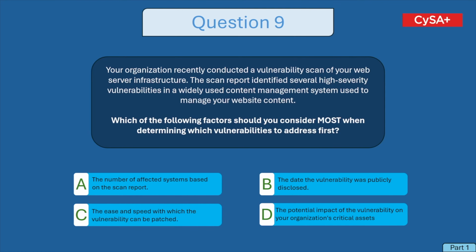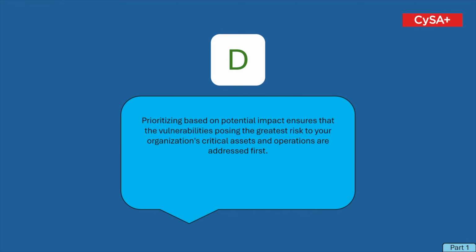All right, so when dealing with a vulnerability report, the most important thing to factor in would be the potential impact of the vulnerability. So pretty straightforward scenario here. And with that said, I'm going with D. Prioritizing based on potential impact ensures that the vulnerabilities posing the greatest risk to your organization's critical assets and operations are addressed first.